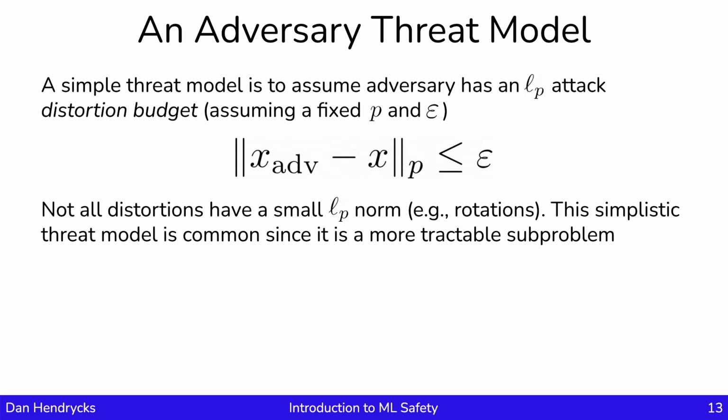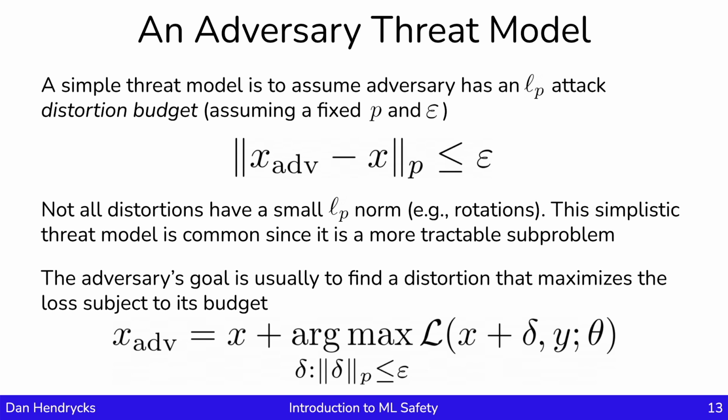Now, not all distortions necessarily have a small LP norm. For example, a small rotation may actually have a very large LP norm. But this simplistic threat model is common since it's a more tractable subproblem. Also, the adversary's goal is to find a distortion that maximizes the loss subject to its budget. So the adversarial example is equal to X plus the argmax of the loss. It's trying to come up with a distortion delta such that when added to the example, the loss is largest. So argmax returns the delta that maximizes the loss.